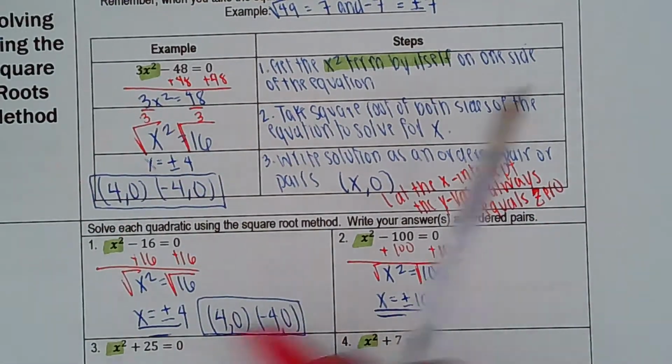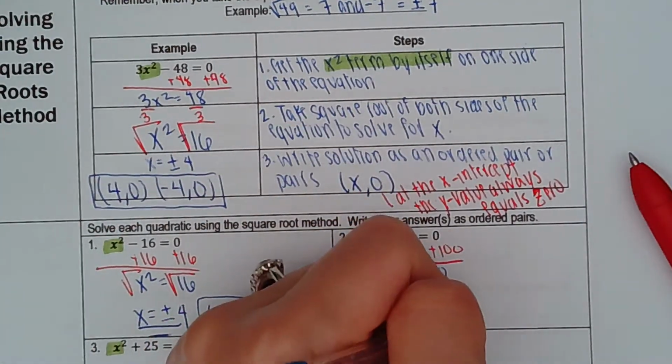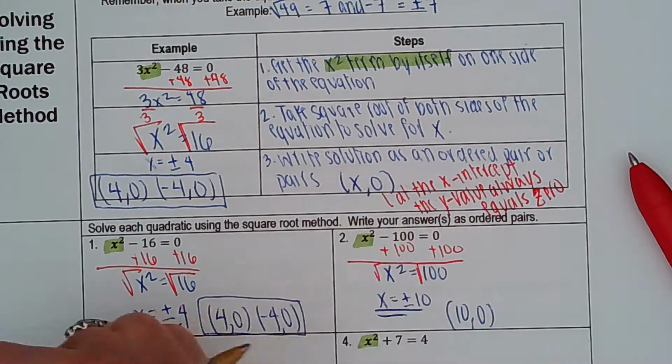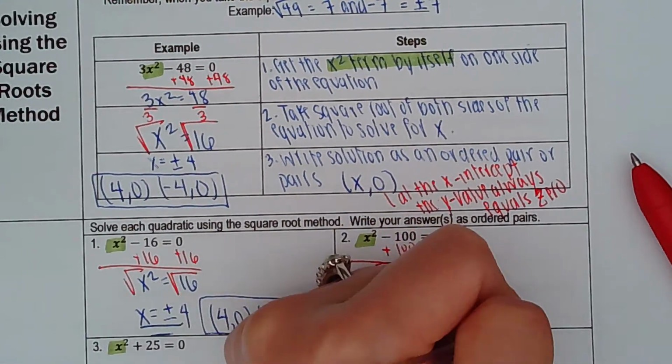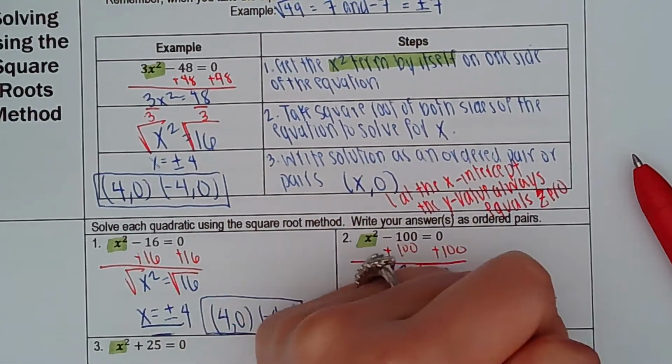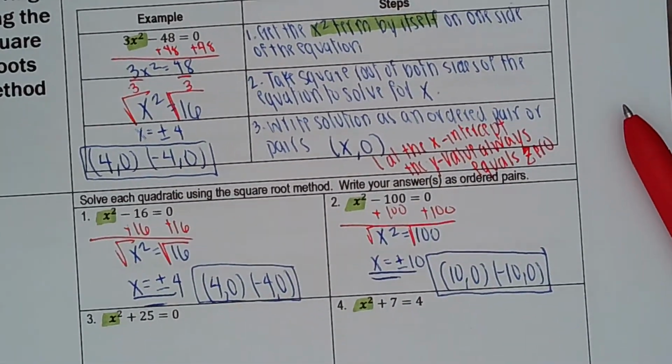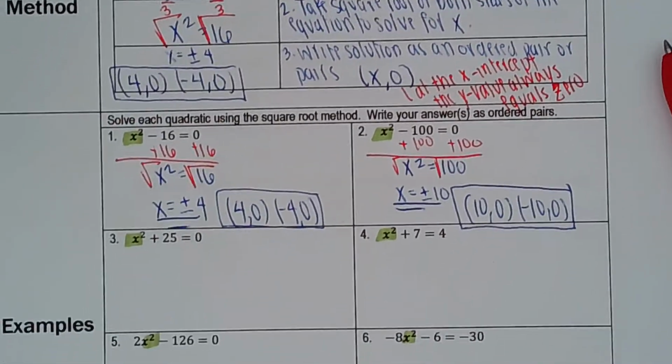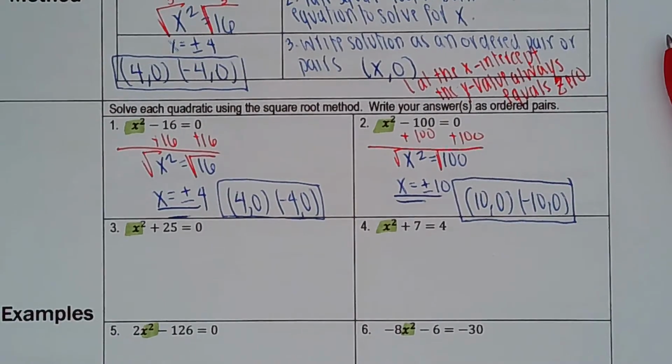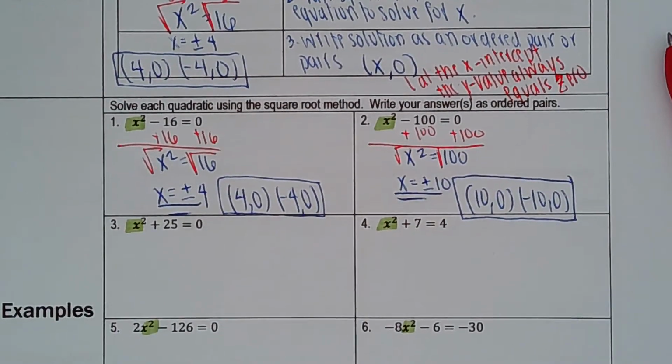And I'll write that as an ordered pair. Sorry, I keep grabbing the red pen. Negative 10 and 0. And that's my answer. Okay, so we'll move along still.